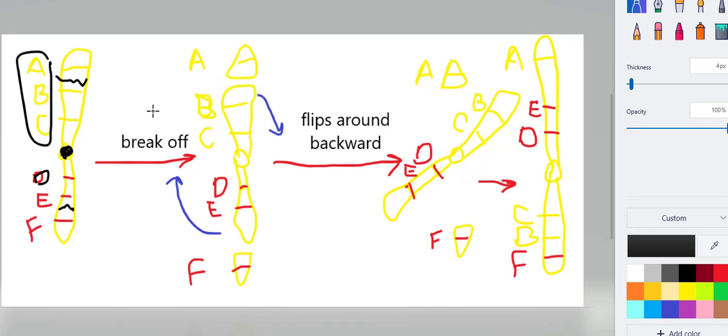Then the first step is break off. This is the break off of the chromosome in two specific regions.